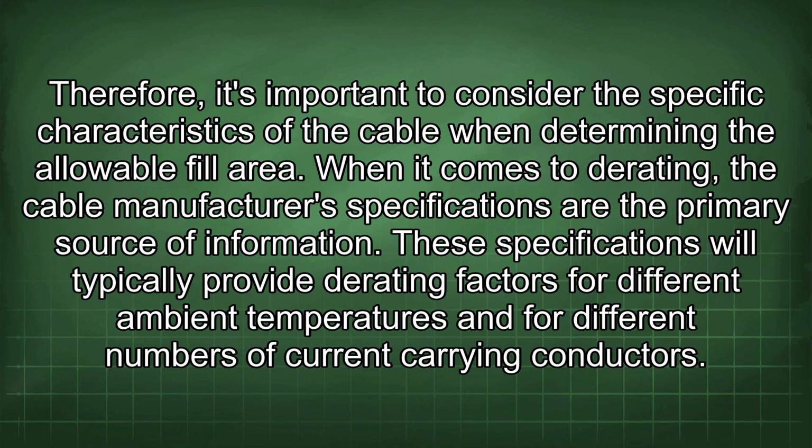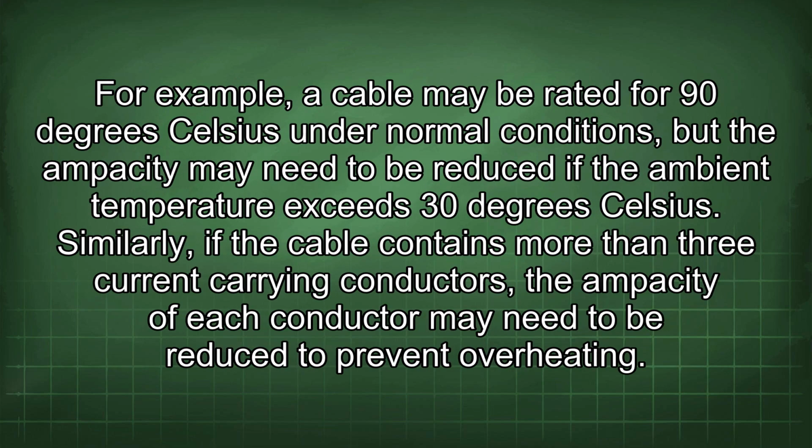When it comes to derating, the cable manufacturer specifications are the primary source of information. These specifications will typically provide derating factors for different ambient temperatures and for different numbers of current carrying conductors. For example, a cable may be rated for 90 degrees Celsius under normal conditions, but the ampacity may need to be reduced if the ambient temperature exceeds 30 degrees Celsius.